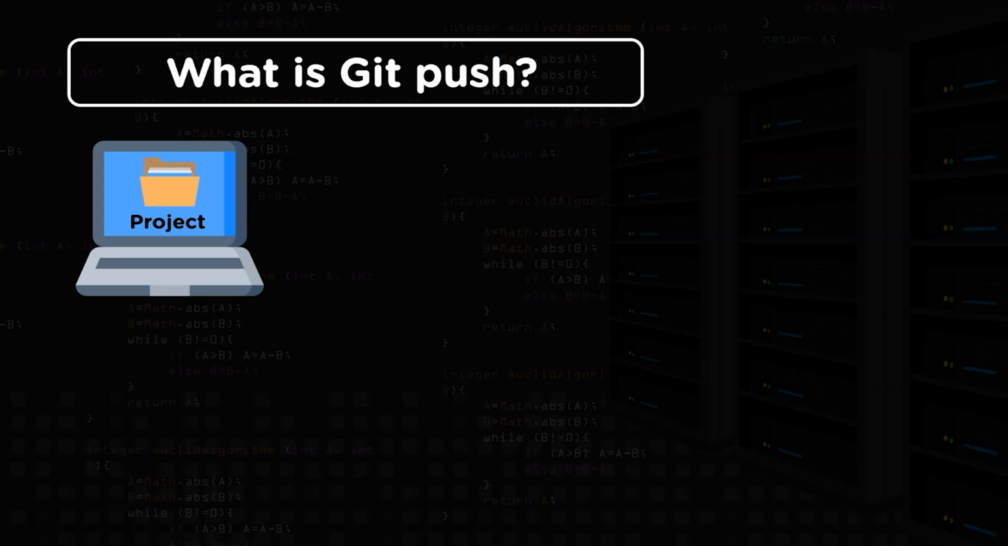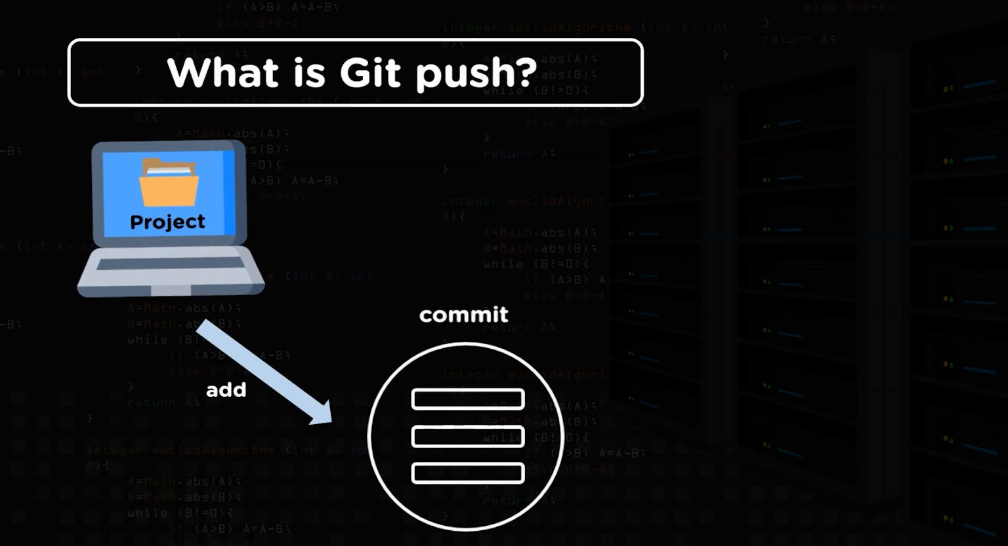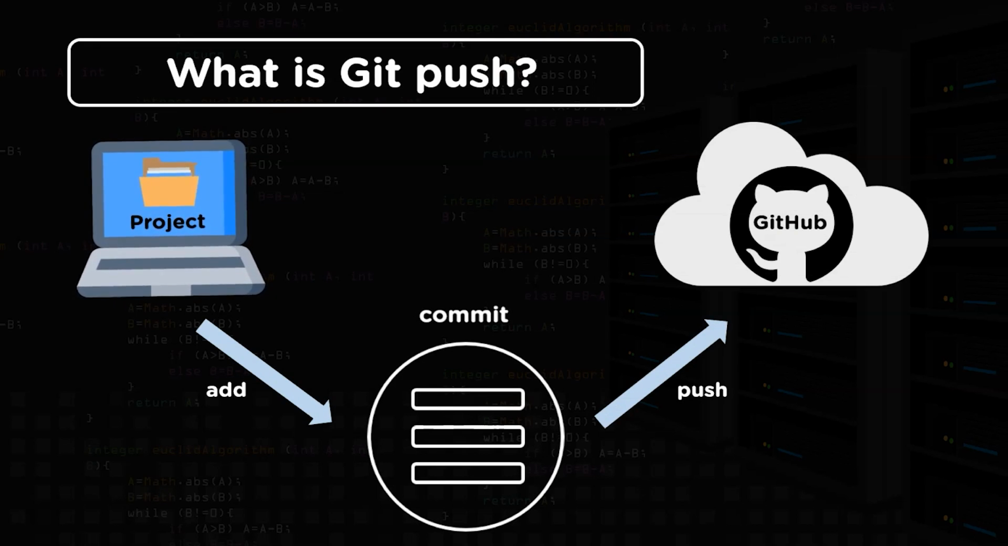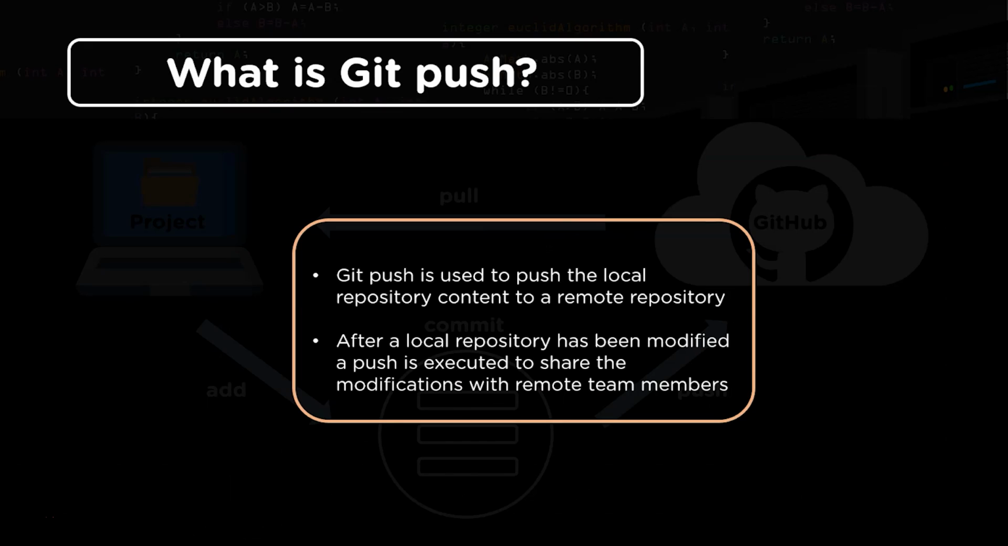Here, we can see a project in the system. This project is being added to the local repository where it is being committed. Then this project, after being committed, is to be sent to the remote repository. So for that, we use the push command. Pushing is an act of transferring commits from our local repository to a remote repository. Now in case we ever want to access any project from the remote repository on our system, we will use the pull command. So let's move further to have a look at the git push command in detail.